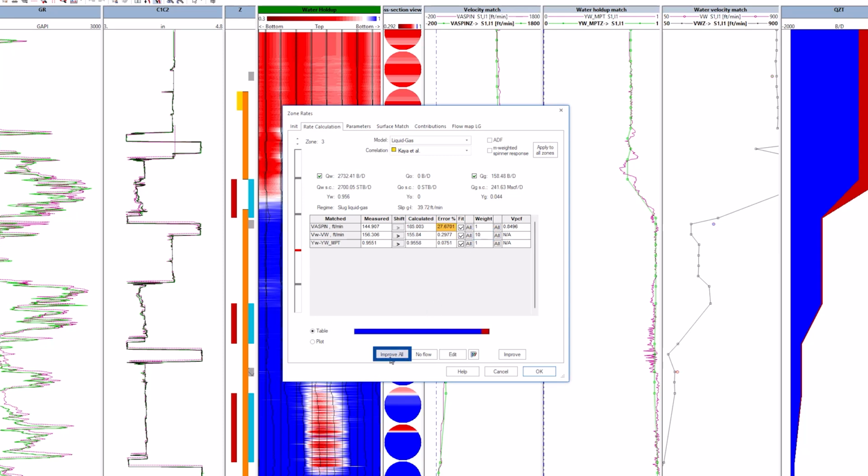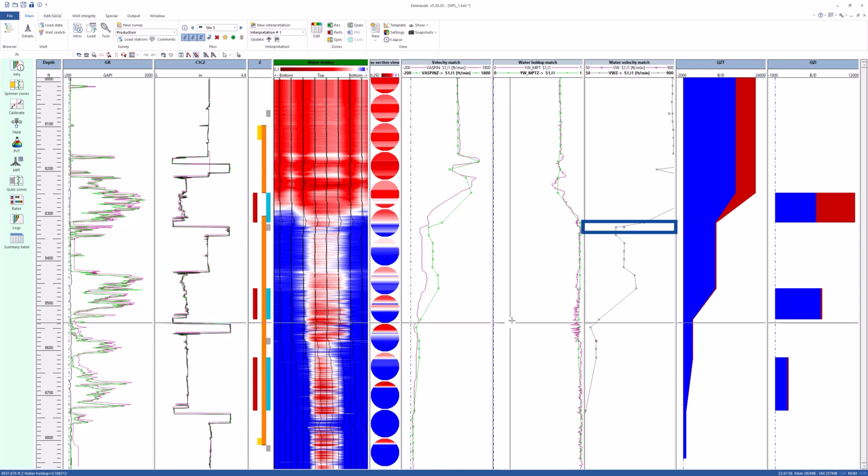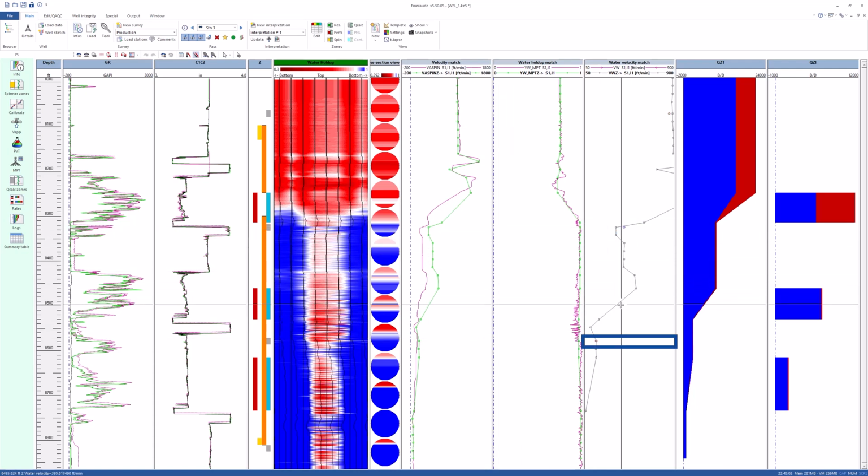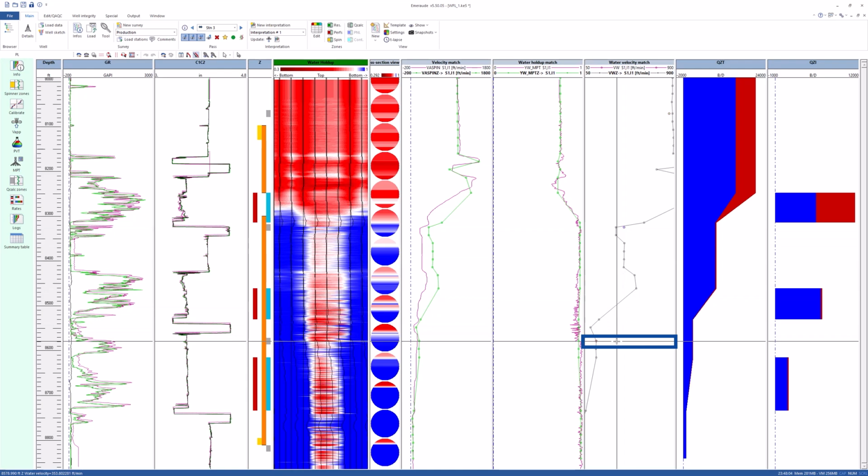Click on Improve All and leave with OK. Naturally, the error in the match of the apparent velocity is higher than before in the stratified interval, but this is acceptable since the spinner is immersed in the water and does not measure a mixture velocity.